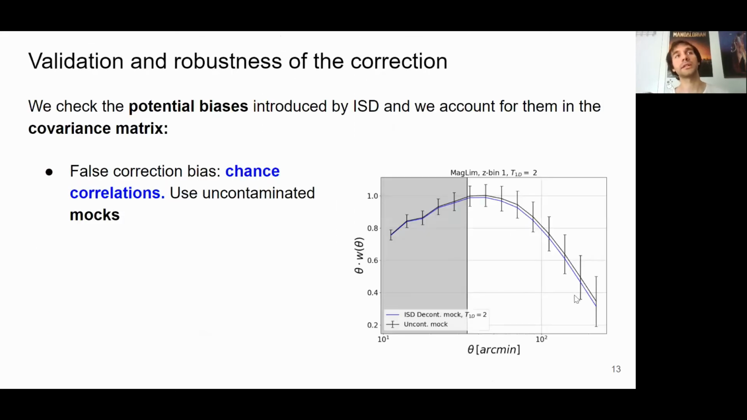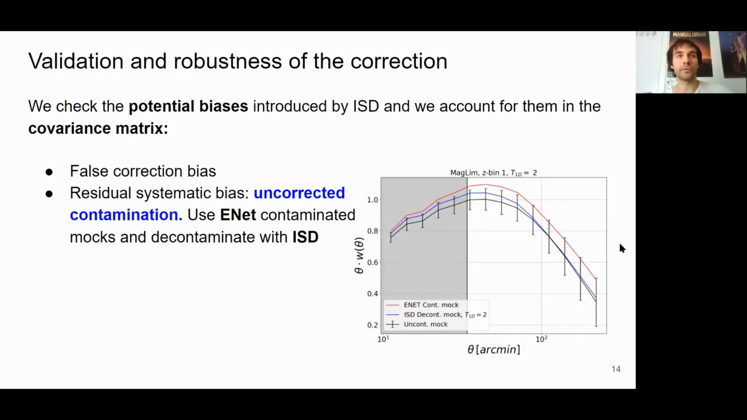Once the correction has been obtained, we need to validate it, and we do this by checking the potential biases introduced by the ISD method. The first source of bias that we evaluate is the false correction bias, which is associated with chance correlations that can lead to overcorrecting the data. To determine it, we use mocks with no contamination added, and we conclude that this effect is negligible.